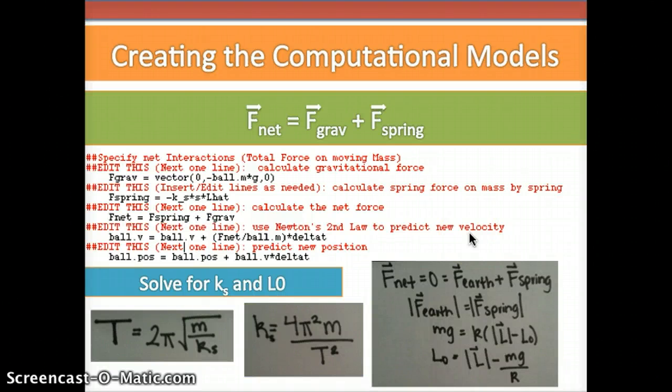Once the period is determined, we can use the equation period equals 2 pi multiplied by the square root of the mass over the spring constant to solve for the spring constant. Afterwards, we must use the fundamental principle, aka Newton's second law, in order to derive an equation that solves for the relaxed length of the spring.